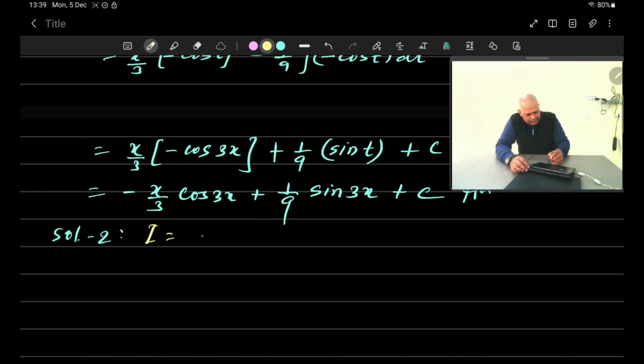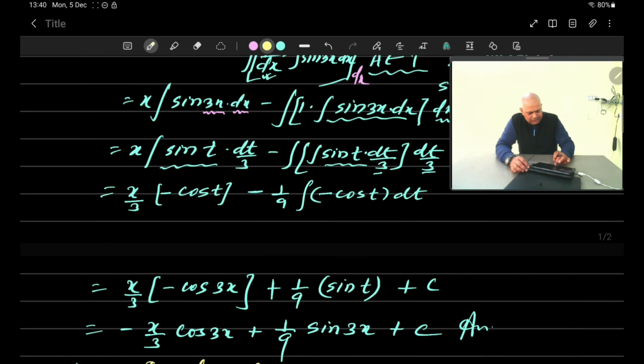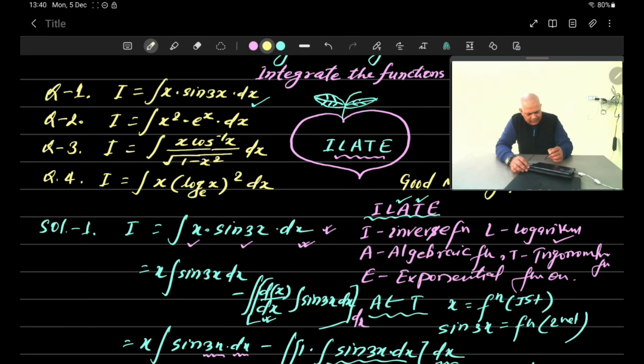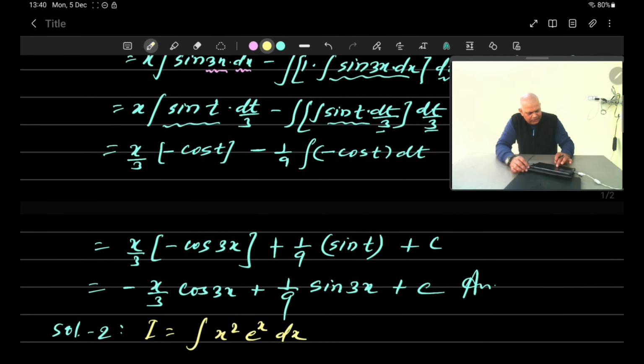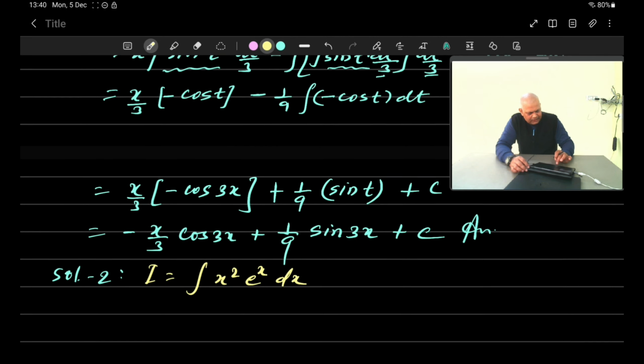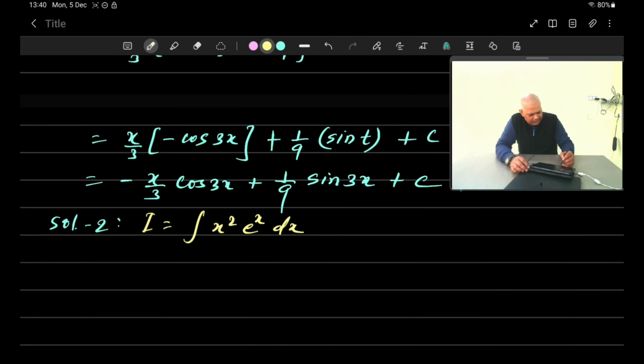Okay, I equals integration of x squared times e to the power x times dx. Just see here, this is your question, question number 2. Once again, we have to start with the ILATE rule. Remember ILATE, right? So algebra comes before the exponential part here.